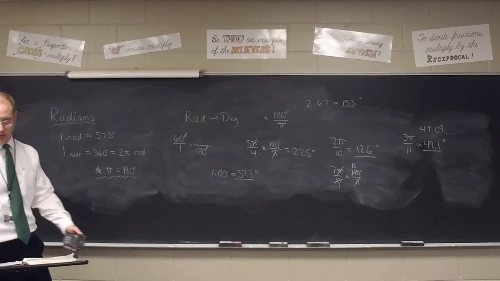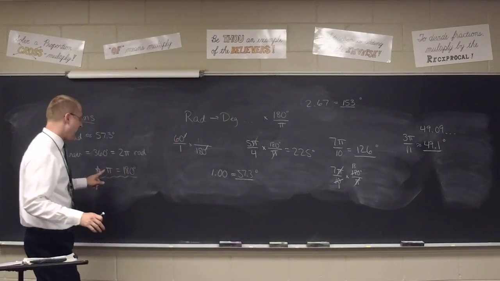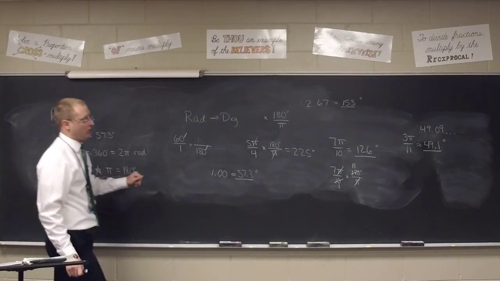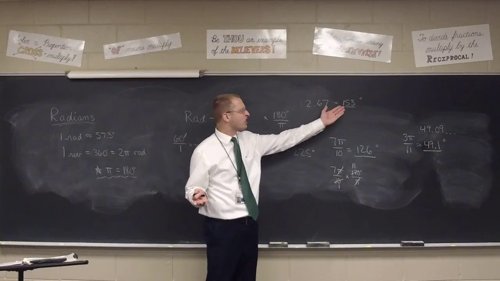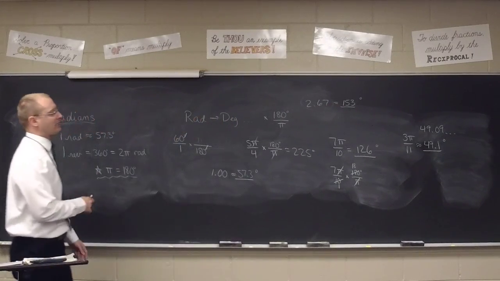Okay, questions on that? Another way to think of this, does this make sense? Well, remember, if pi is 180 degrees, 180 degrees is 3.14. This is a little less than 3.14, right? So we should get something that's a little less than 180 degrees. That makes sense, okay? Practically.